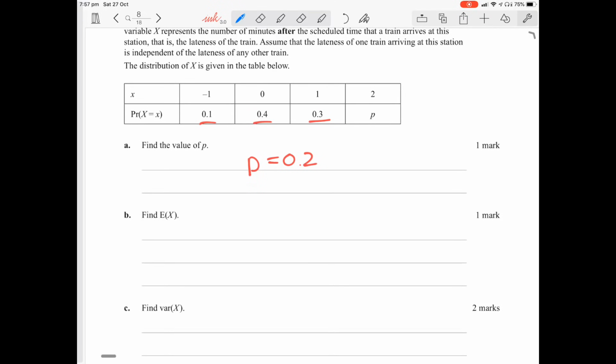My expected value, E of x, 1 mark. So we get negative 0.1 plus 0.3 plus 0.4. I'm just multiplying those together and then adding them, which is 0.6.